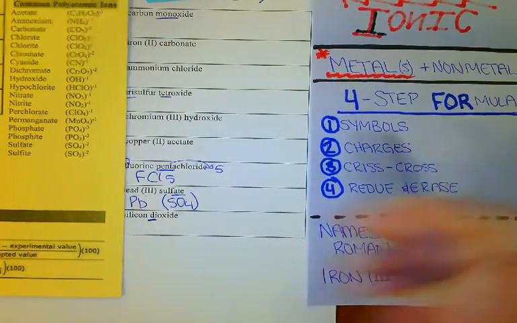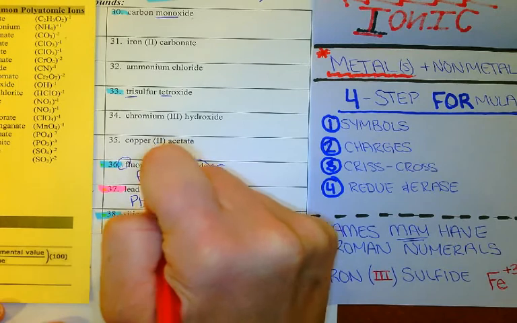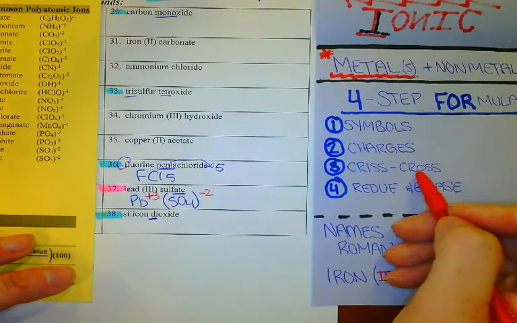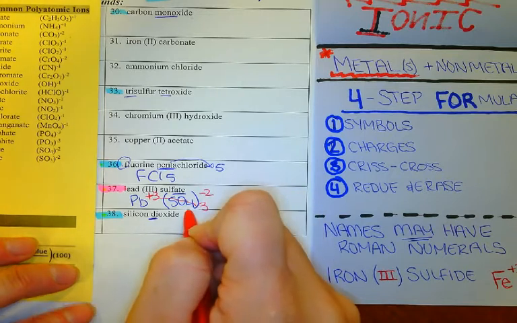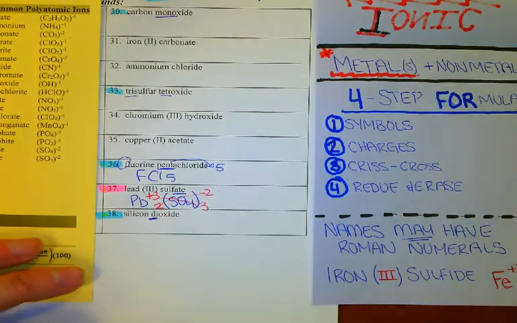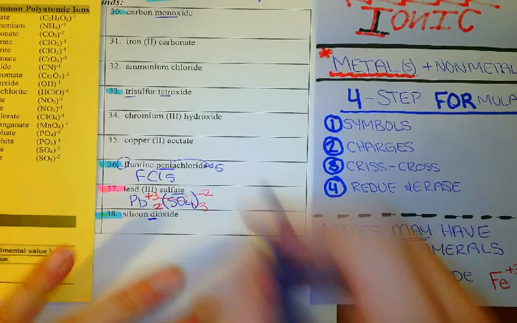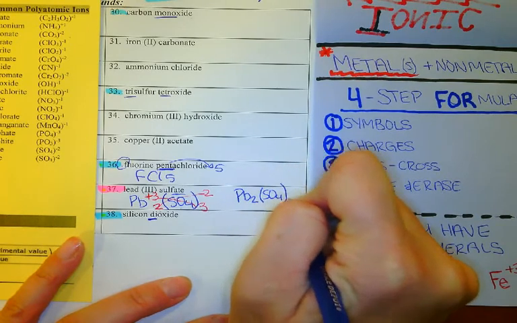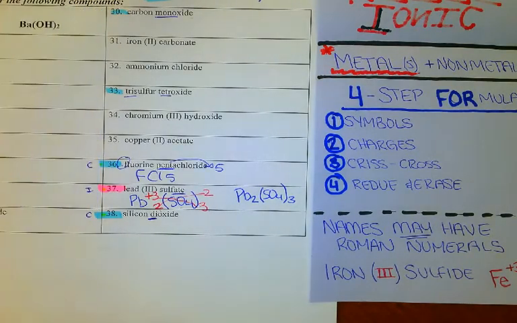Step 2, charges. The name tells me lead, making a 3 charge. And sulfate, I'm told on this list, makes a negative 2 charge. Step 3 is to crisscross. Because lead is making a 3 charge, I will need 3 sulfates. Because sulfate is making a 2 charge, I will need 2 leads. And then I can't reduce 2/3, and there's nothing to erase. So my final answer is Pb2(SO4)3. Much more complicated than number 38.